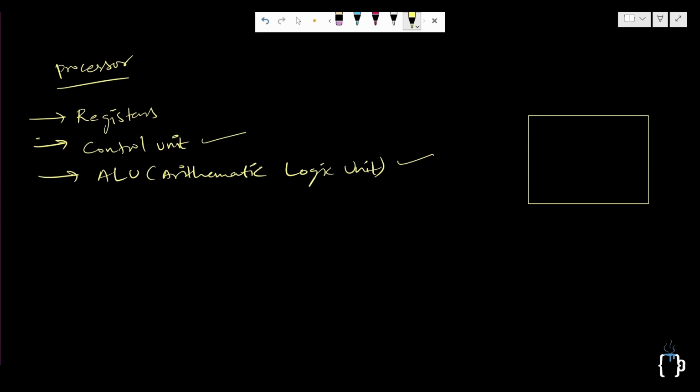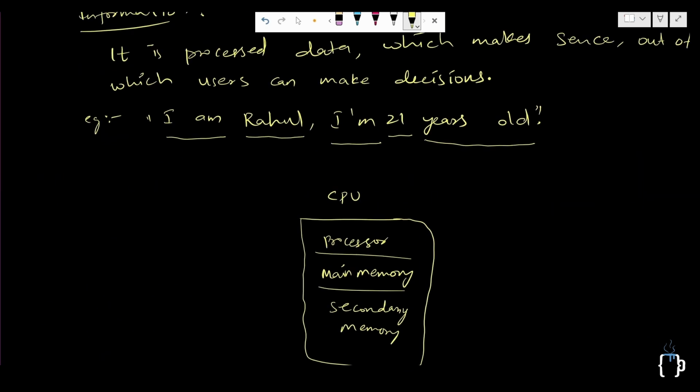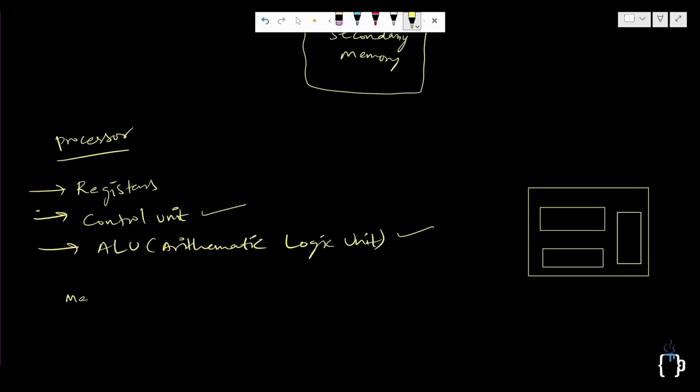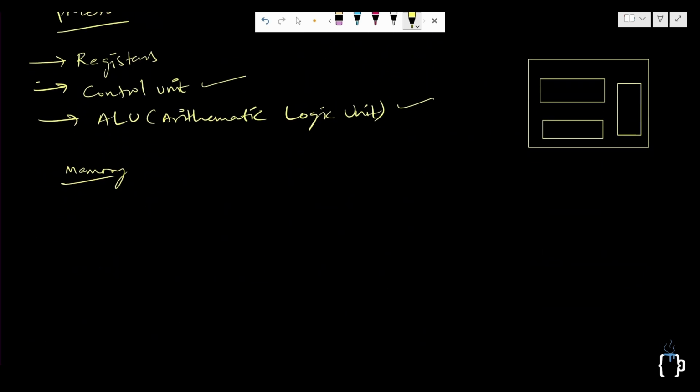We have circuits, right? We have transistors, and we have some diodes inside it to form some circuits. We have these circuits, like we have some ALU circuit here, and we have some control unit circuit here, and we have some registers here. Then we have main memory, right? Generally, there are two types of memories. They are primary memory and secondary memory.